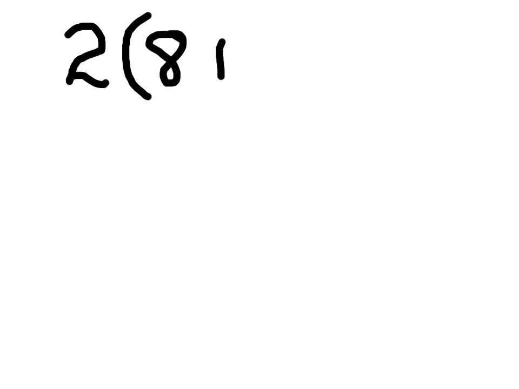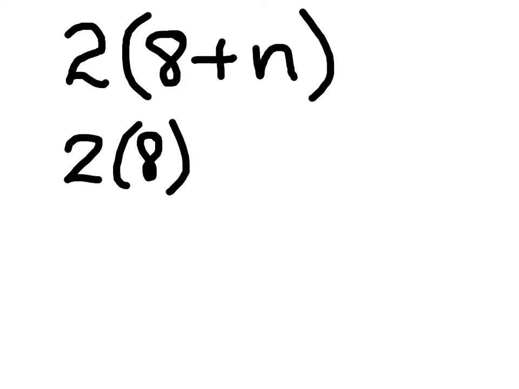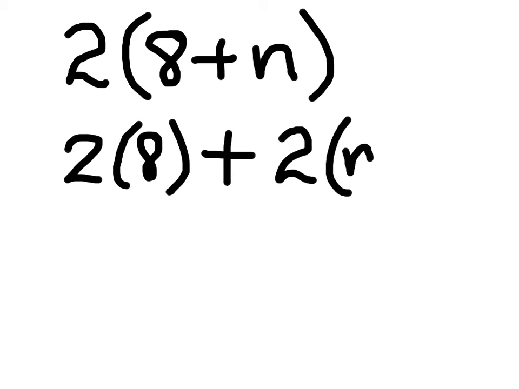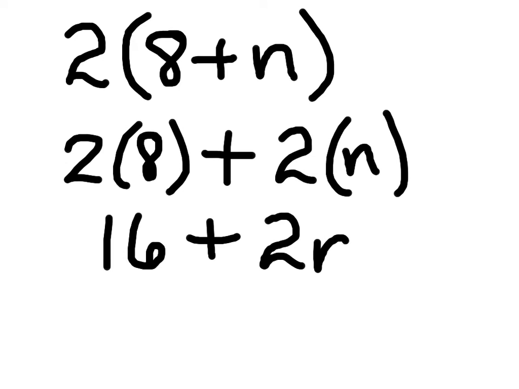Let's do the example 3A where it says 2 times open paren 8 plus n. So it'd be 2 times 8 plus 2 times n. And then we would rewrite that. What's the 2 times 8? 16. That's okay, I know it's early. Plus 2n, right? So 16 plus 2n.